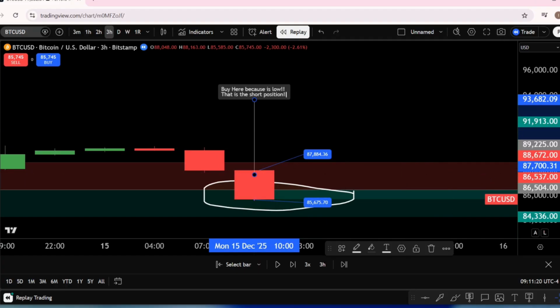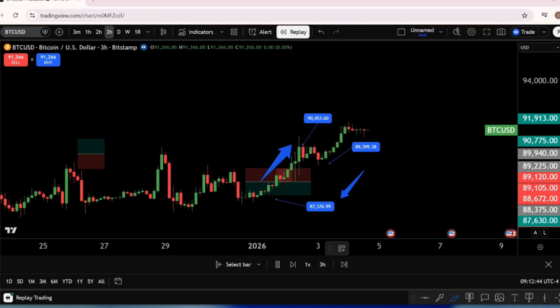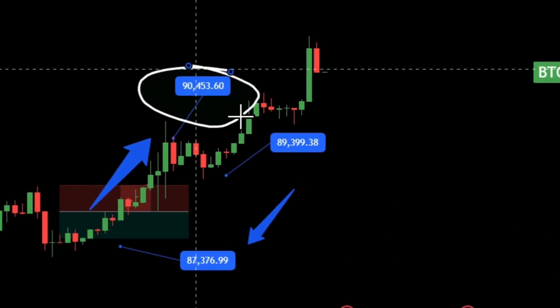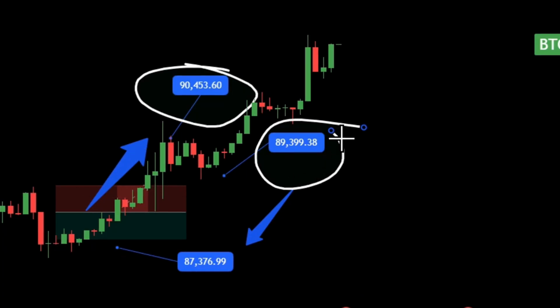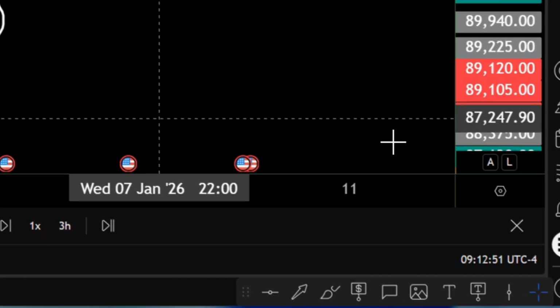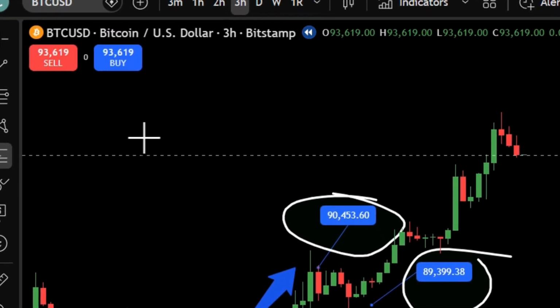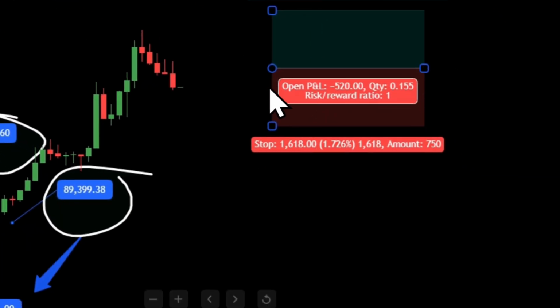Notice the long rejection wick forming near support. This shows buyers aggressively defending the level. Large lower wicks can indicate demand entering the market and absorbing selling pressure. Nothing guarantees price will continue moving higher. Trading is always based on probability, not certainty. But these signals can improve the chances of bullish continuation.